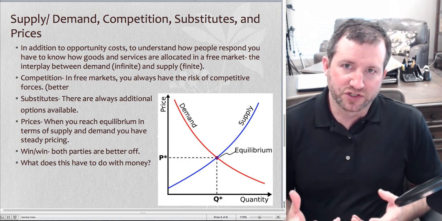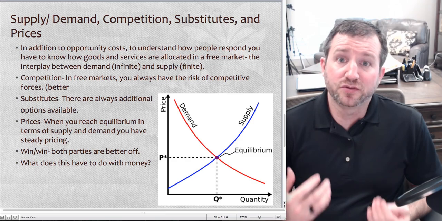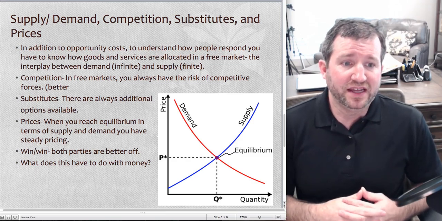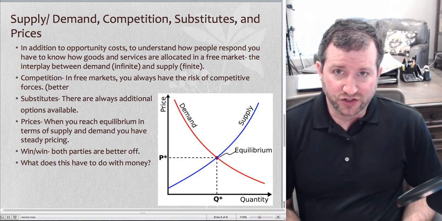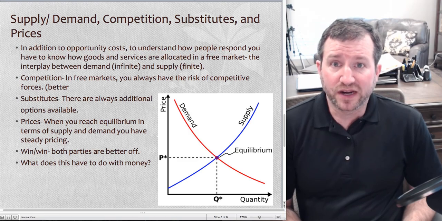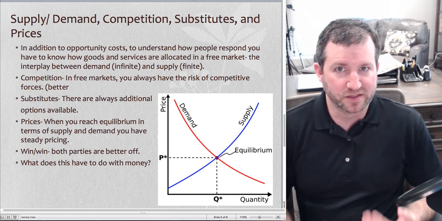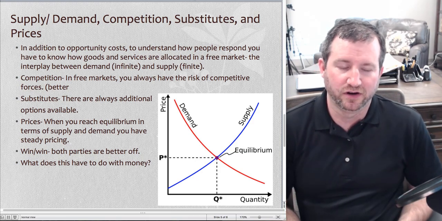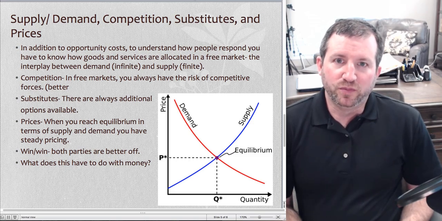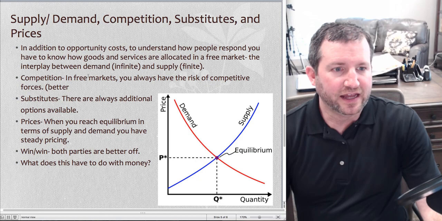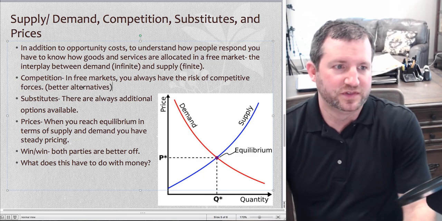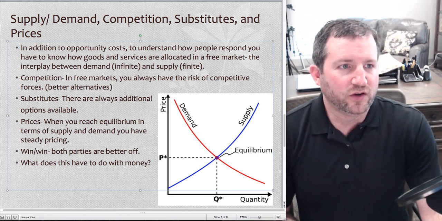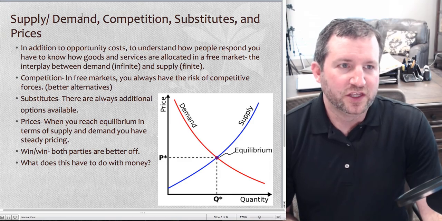Okay, so not only are there the way we allocate resources, it's not just determined by supply and demand, it's also determined by competition. So if I make something that is a good or a service, and somebody else comes along and does a better job than me, then they may take away some of the demand for my product or my service that I offer. And so in a free market, there will be competition. And so in free markets, you will always have the risk of competition or better alternatives. And not only do you have competition, you also have substitutes.